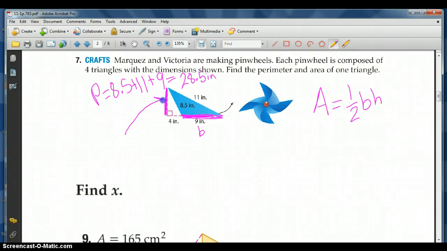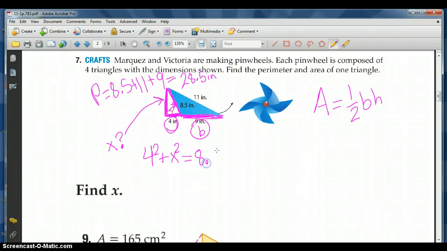To figure out what this length is, we have a right triangle where one of the legs is 4, so we could call that our A. We are looking for our B, and we have our hypotenuse. We have our C is 8.5. So 4 squared plus, I'm just going to call this X, since I already have a B right here. So 4 squared plus X squared is equal to 8.5 squared.